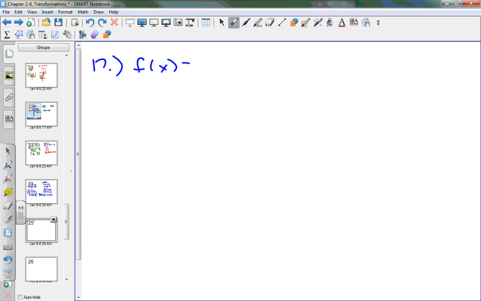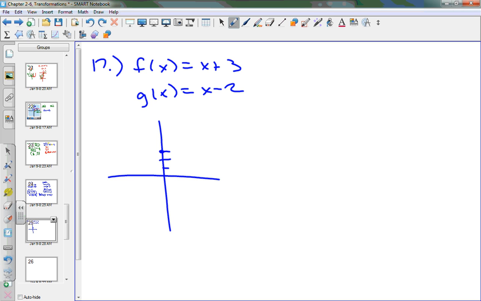F of x is equal to x plus 3, and g of x is equal to x minus 2. This is graph each pair. How do you graph that? How do you graph x plus 3? What do you graph first? Your original line. You graph your y-intercept 0, 3. Then how do you graph another point? Up 1 over 1, up 1 over 1, up 1 over 1. There's my line, yes?